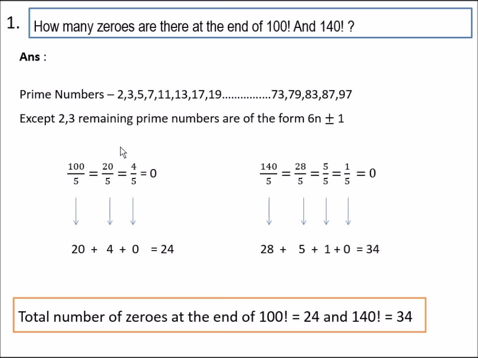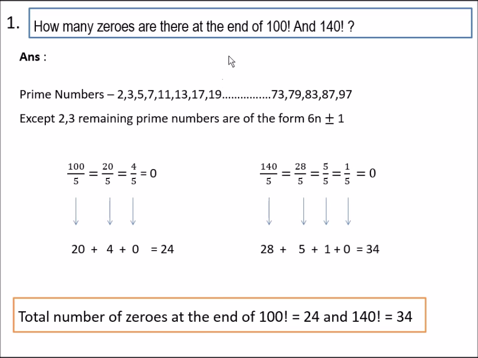first divide the number by 5, the quotient is 20 and keep it aside, and now find out the quotient of 20 divided by 5, and now again find it, that is 4. Now find it for this number, and this is 0. Now add all of these, which equals 24. So the total number of zeros at the end of 100 factorial is 24.